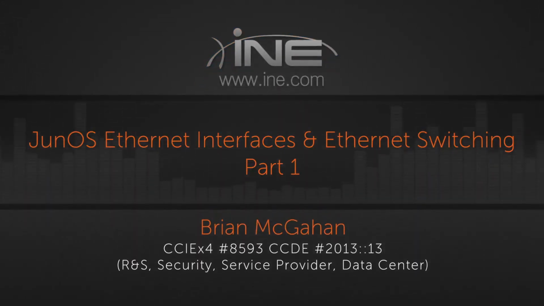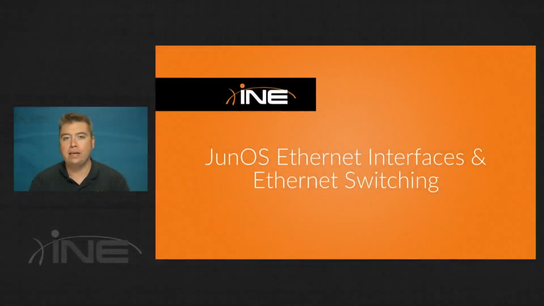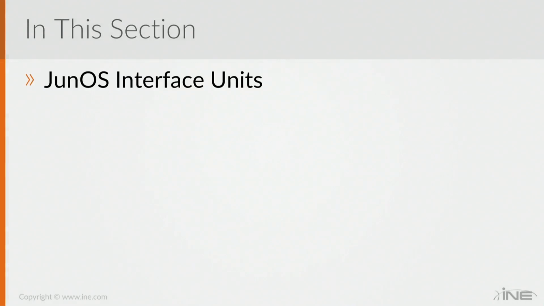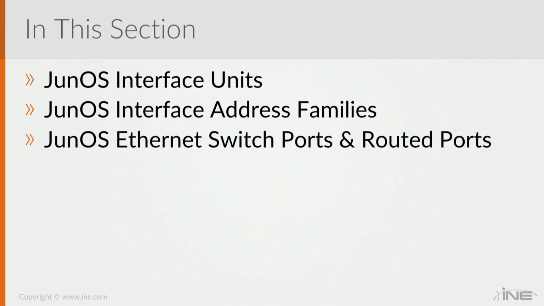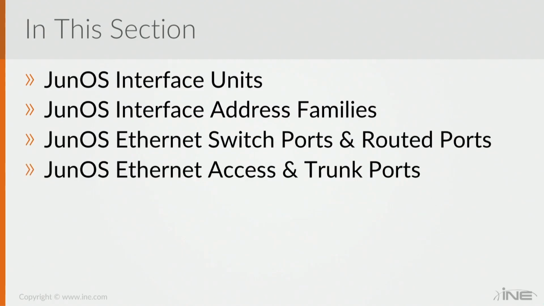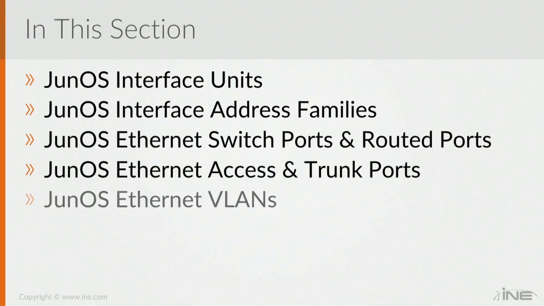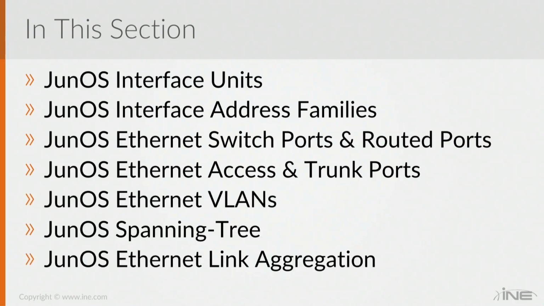In our next section, we're going to look at how Ethernet interfaces and Ethernet switching work in JunOS. First off, we're going to talk about how interface units work in JunOS, similar to how subinterfaces work in IOS. We'll talk about the address families at the link level and specifically what they're used for. I'll talk about how we configure both layer 2 switch ports and layer 3 routed ports in JunOS, the difference between access and trunk port configuration, the VLANs, spanning tree, and then finally Ethernet link aggregation.